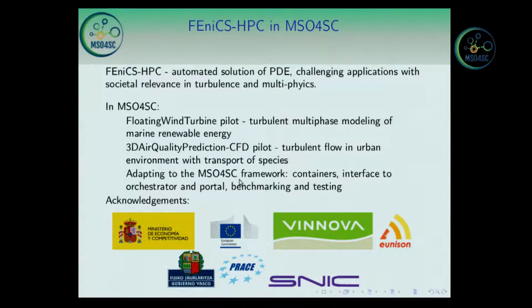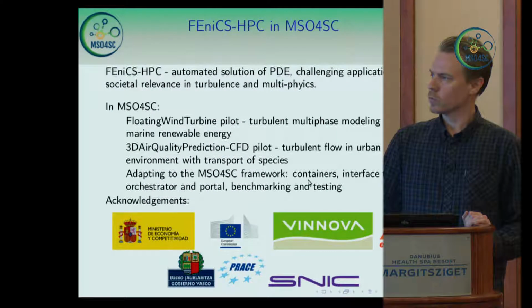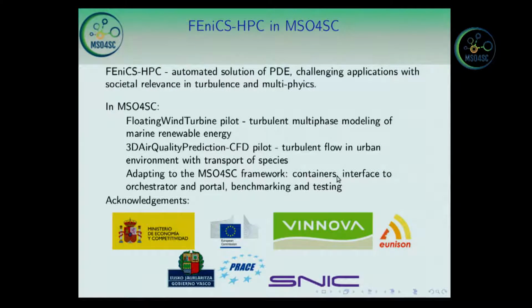We are also then adapting Fenics-HPC to the MSO4SC framework. So this means containers, interface to the orchestrator and the portal, benchmarking and testing. And Jem will present some recent results on that.